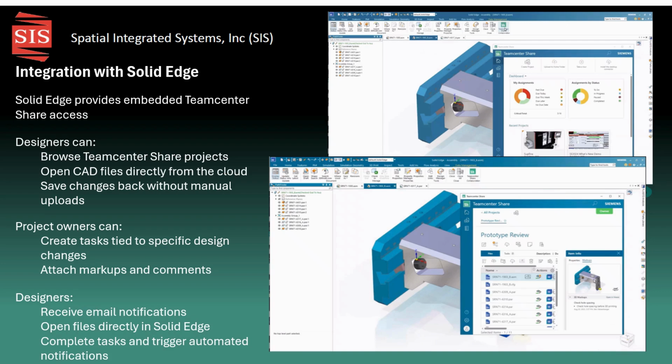Designers can receive email notifications, open files directly in Solid Edge, complete tasks, and trigger automated notifications. Governance advantage: external suppliers or manufacturers can access only assigned projects and modify files without visibility into broader Teamcenter structures. This reduces risk while embedding parallel design work.